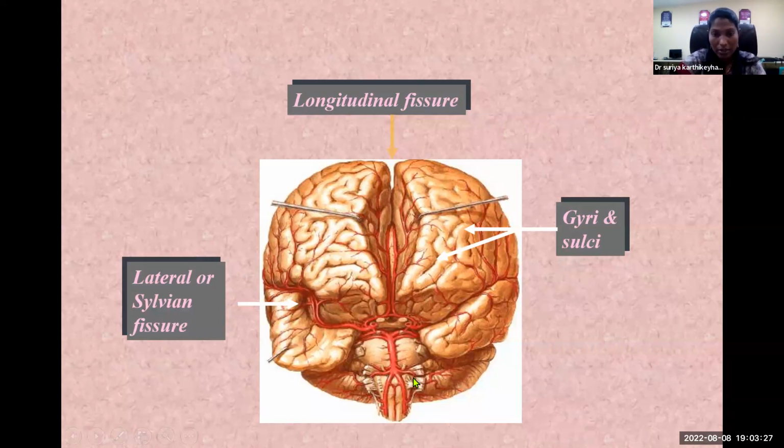Okay, so what you are seeing is the circle of Willis. Both the vertebral arteries unite to form the basilar artery here. From the basilar artery, we have the middle cerebral arteries. From the middle cerebral artery, we have the communicating arteries, and then we have the anterior cerebral and the anterior communicating arteries here. So this is the area for the circle of Willis.